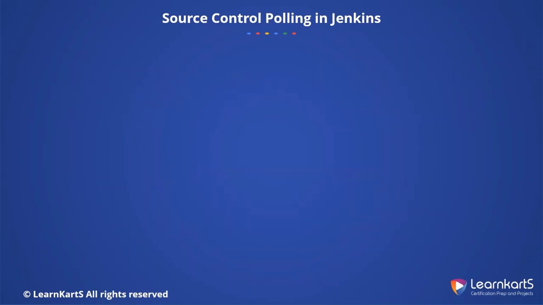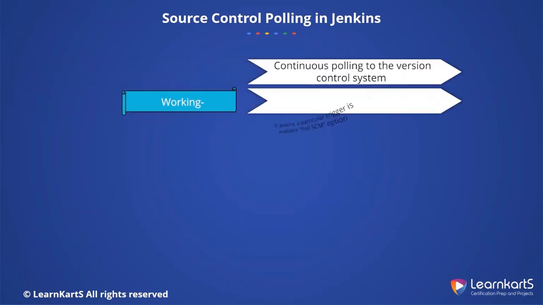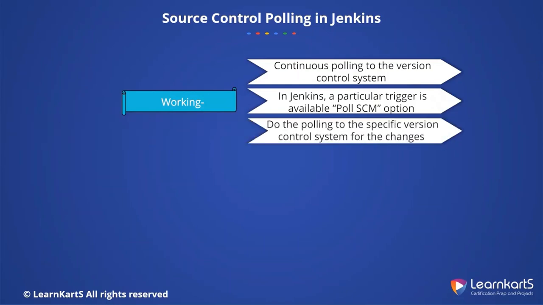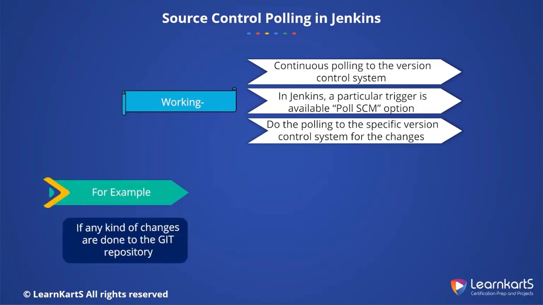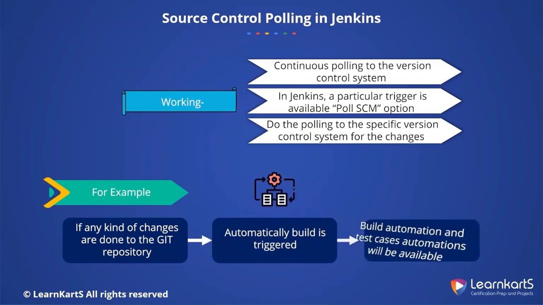Now, what it does is a continuous polling to the version control system. In Jenkins, we have one particular trigger which is available with the Poll SCM option. With that, we are doing the polling to the specific version control system for changes. For example, if any changes are made to the Git repository, the build will be triggered automatically, and once the build is triggered, the build automation and the test case automation will be available there.